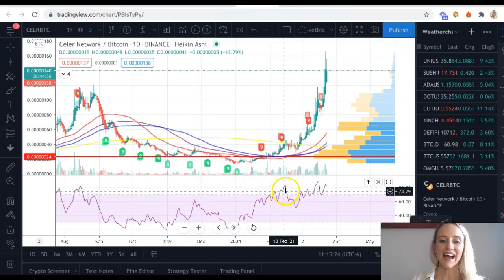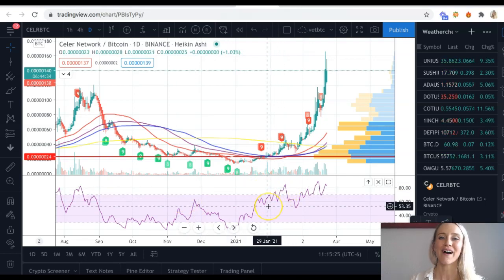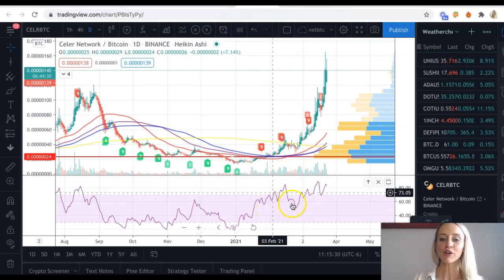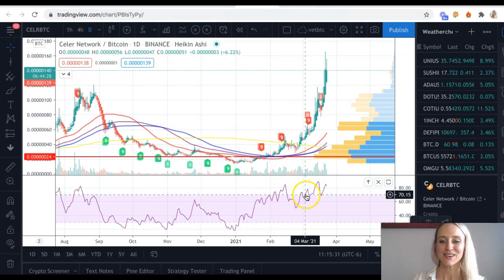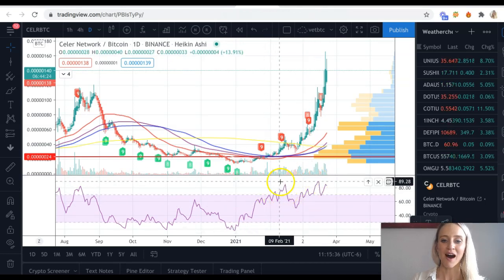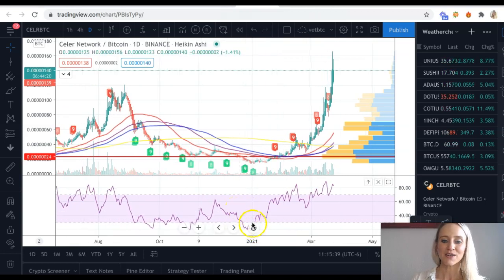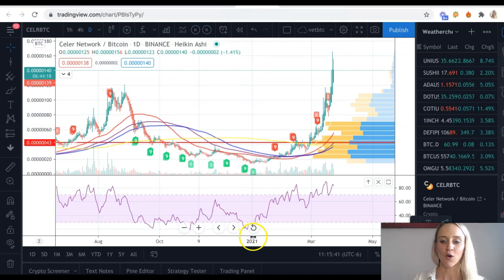Now your RSI has what's called overbought and oversold levels. So overbought is up in the top. So when it's above 70, it is overbought. Oversold is when it's on the bottom. So right here, you have oversold when it is below 30.